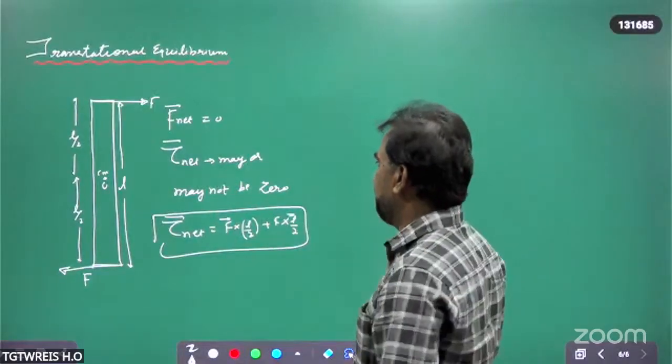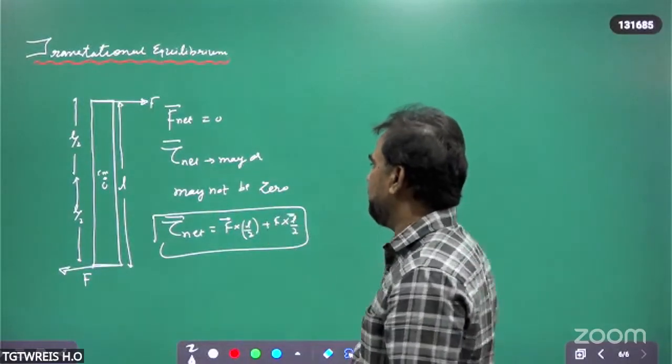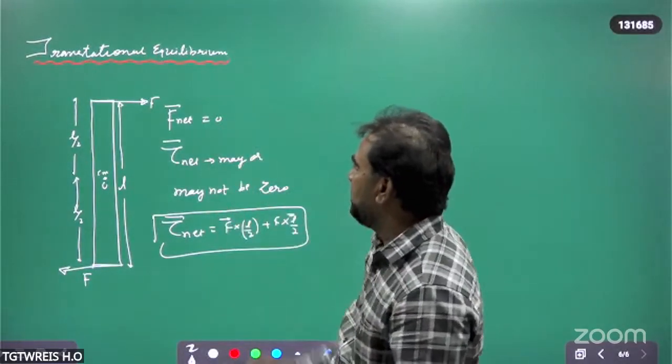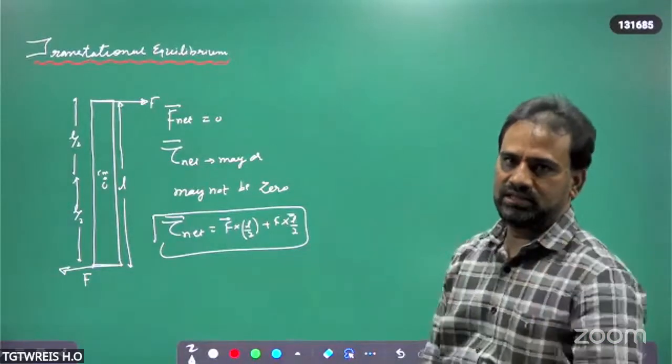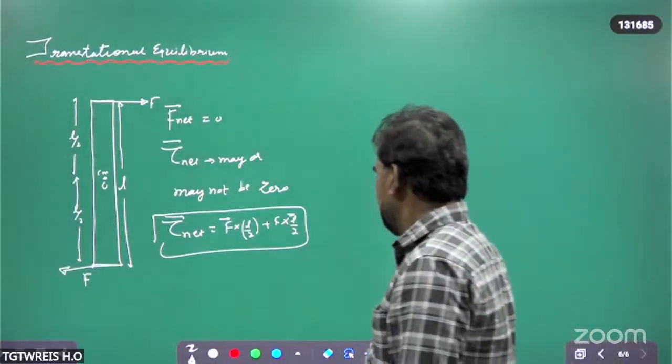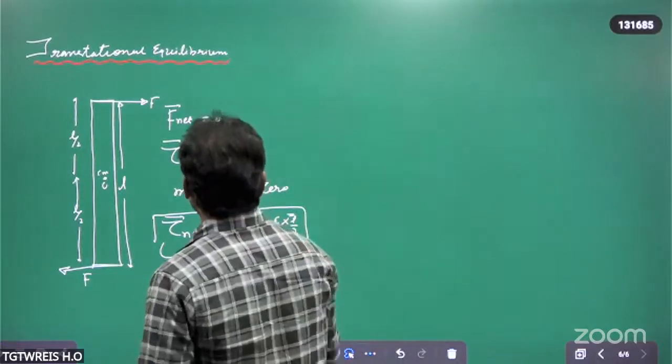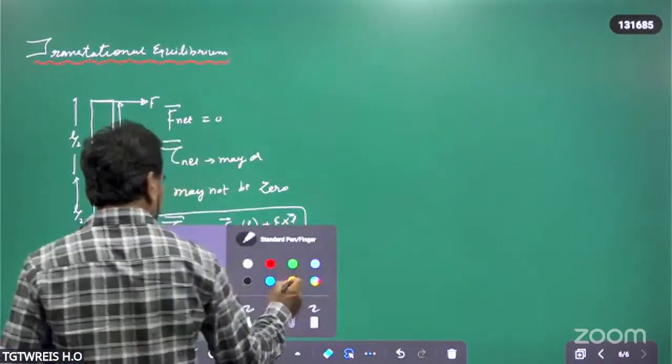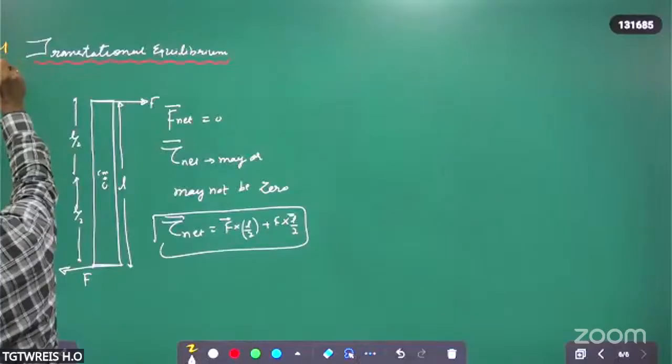F net must be 0. Tau net may or may not be 0. Then the particle is said to be in translational equilibrium. This is the first one.